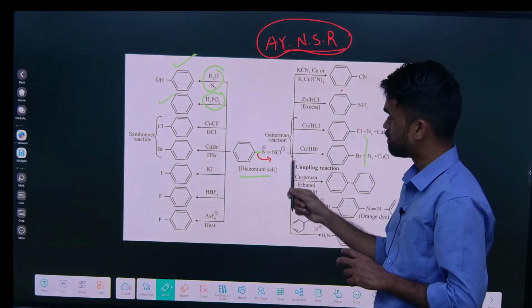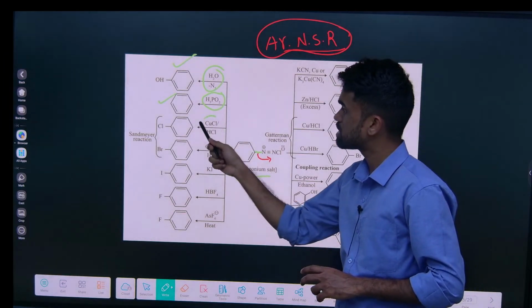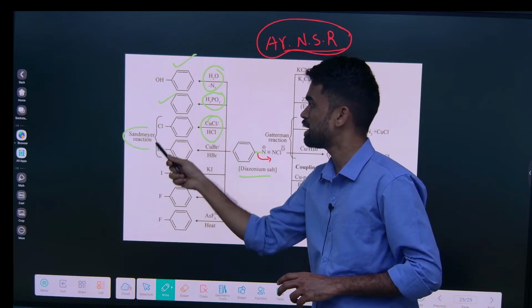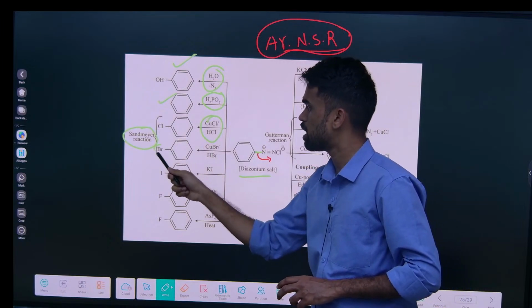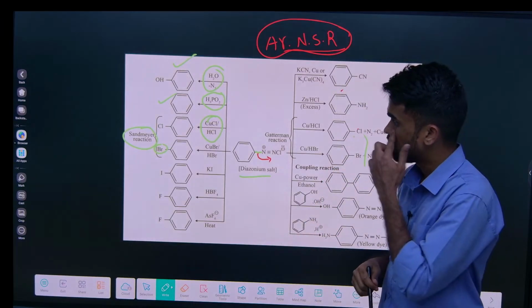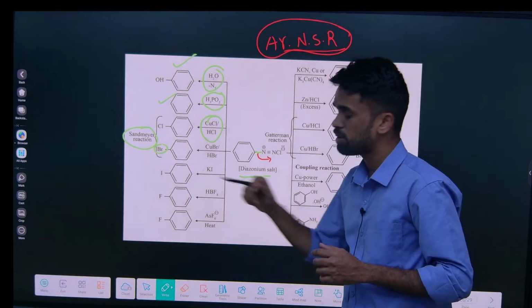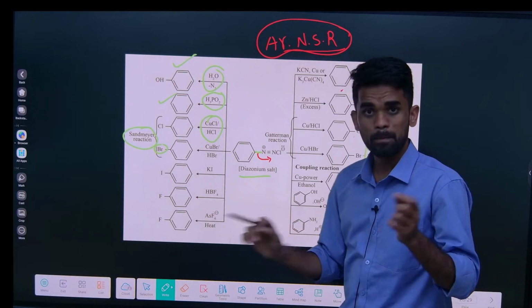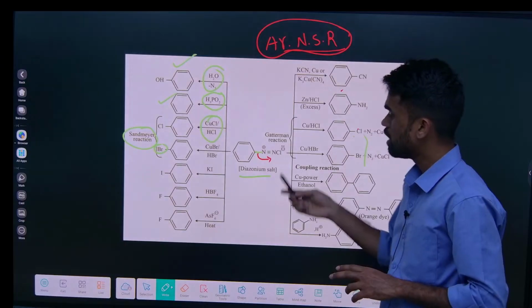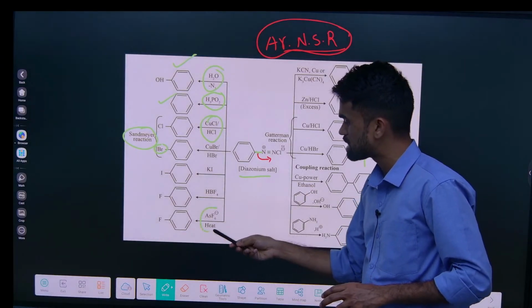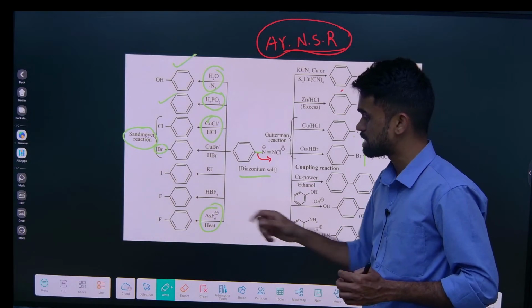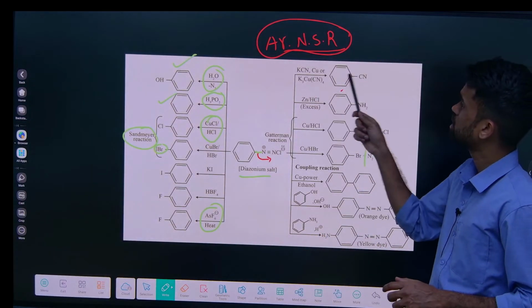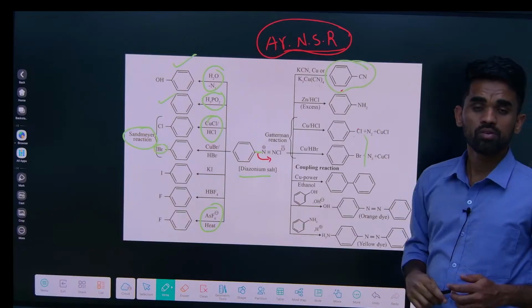And with benzene diazonium chloride, if you take CuCl, you are going to get chlorobenzene, that is called Sandmeyer reaction. With CuBr, bromobenzene is formed. With KI we are going to get iodobenzene. With HBF4 we are going to get fluorobenzene, that is the Balz-Schiemann reaction I told you. And we can also use some fluorinating agents, you are going to get fluorobenzene. Then next with KCN you are going to get cyanobenzene.